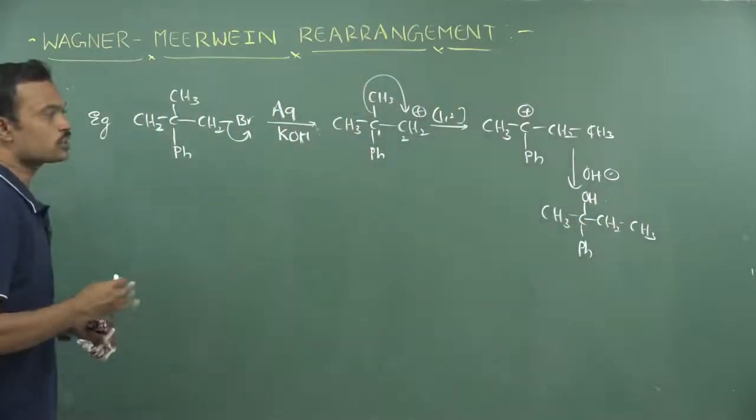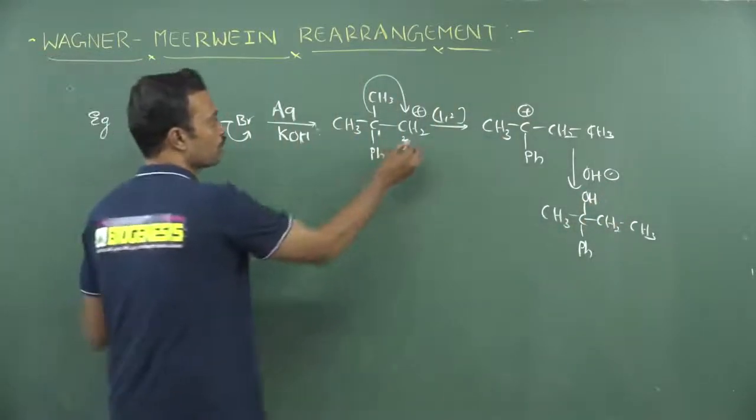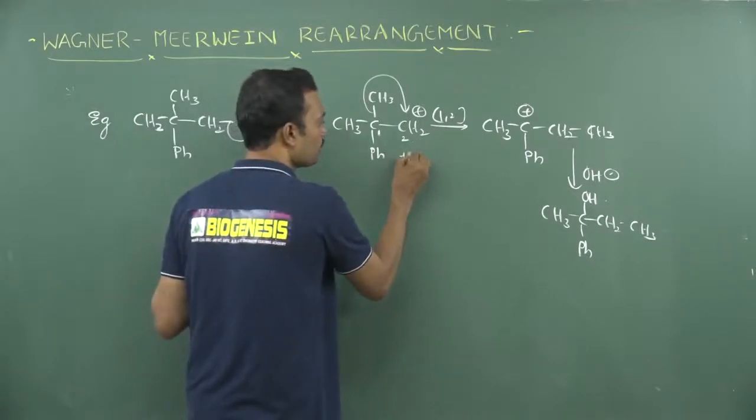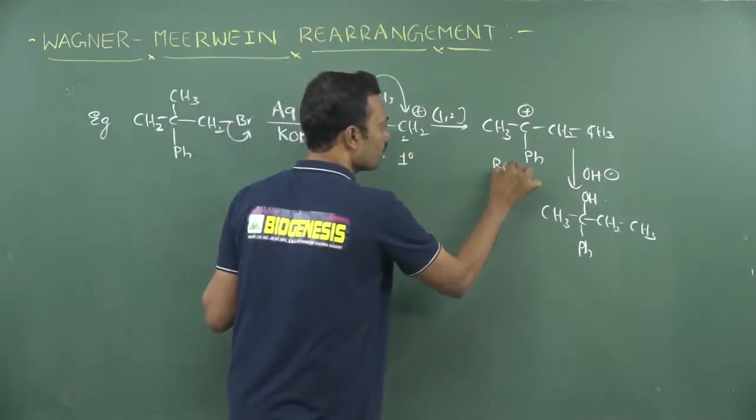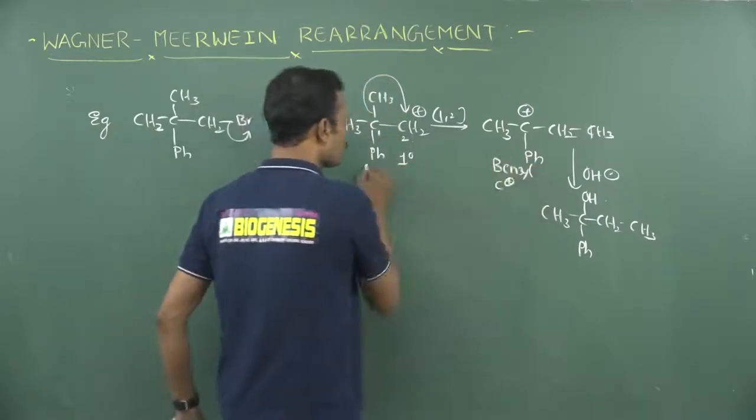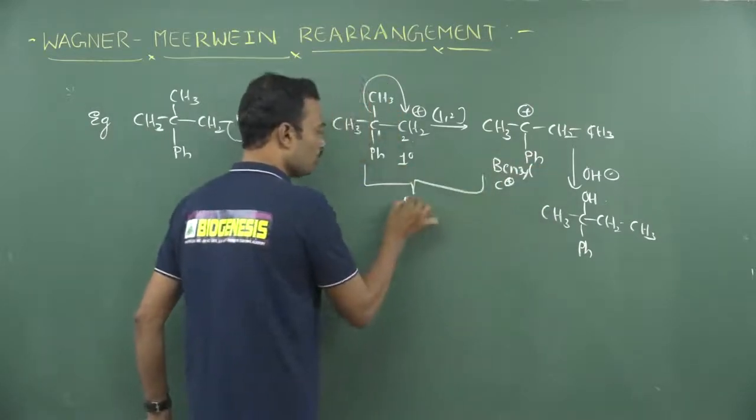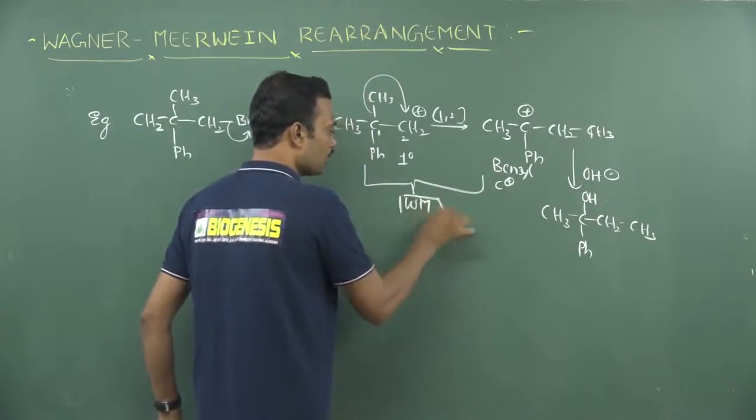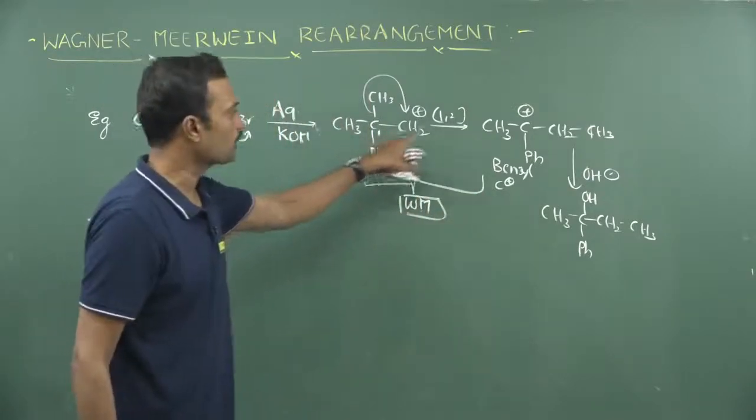So, conversion of unstable carbocation to stable carbocation. Unstable is this. This is only primary. Now see, we are getting a benzyl cation. So the unstable carbocation is converted to a stable carbocation. This is called Wagner-Meerwein rearrangement reaction. Up to here it is Wagner-Meerwein.